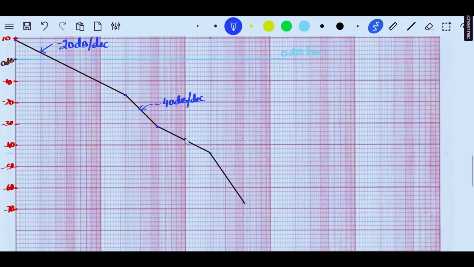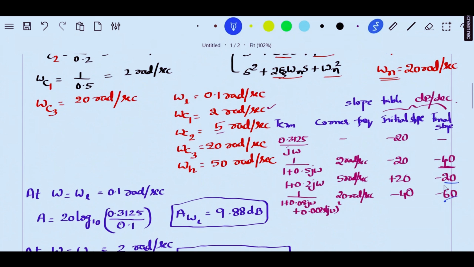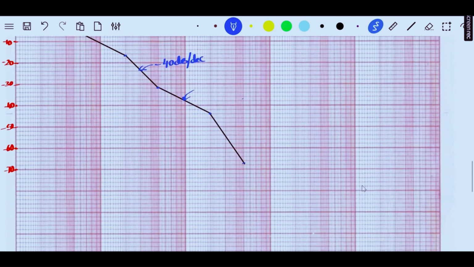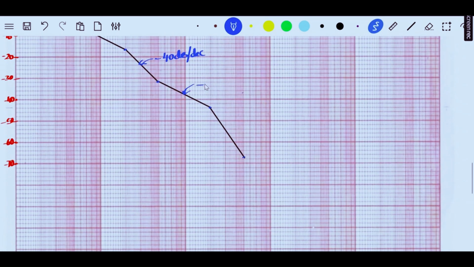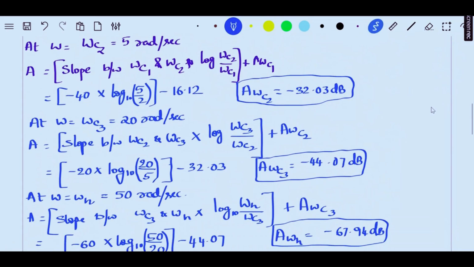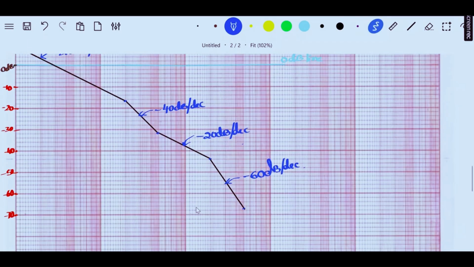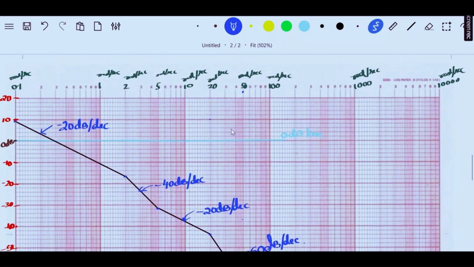Now there is the third line. The third slope, if you look back into the table, is minus 20 dB per decade. Finally, the last line slope is minus 60 dB per decade. So this is all about the magnitude plot for this particular problem.